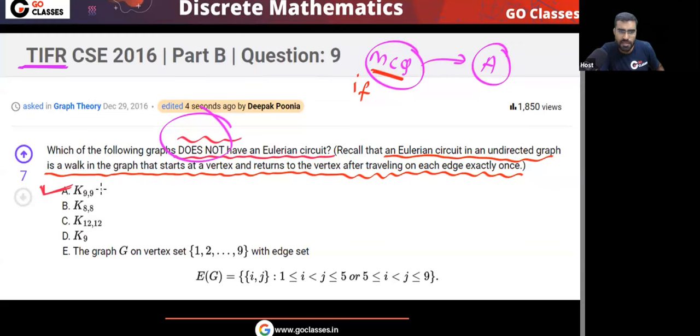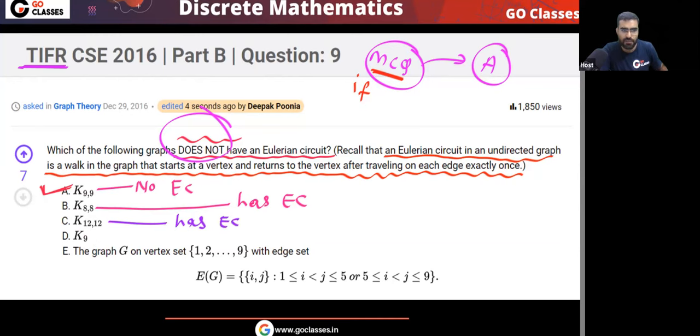But anyway, the point is, this has no Euler circuit. This has an Euler circuit. This has an Euler circuit. What about K12? This also has an Euler circuit. Yes or no?